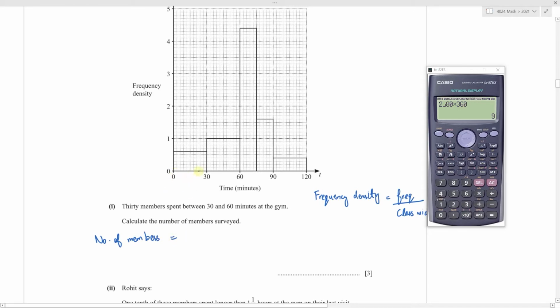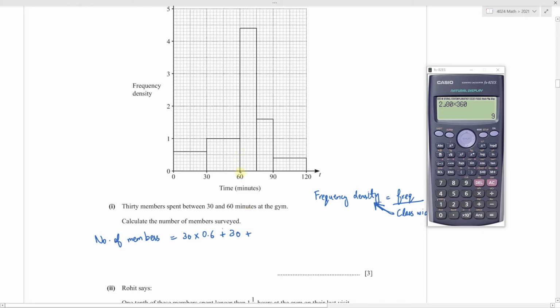So let's look at this first bar in this histogram. Your frequency will be frequency density multiplied by class width. Basically, I multiply the class width by the frequency density to give me the frequency. The class width here is 30, and the frequency density is 0.6. Plus, you're already given 30 to 60: there are 30 members, so you don't need to calculate that.